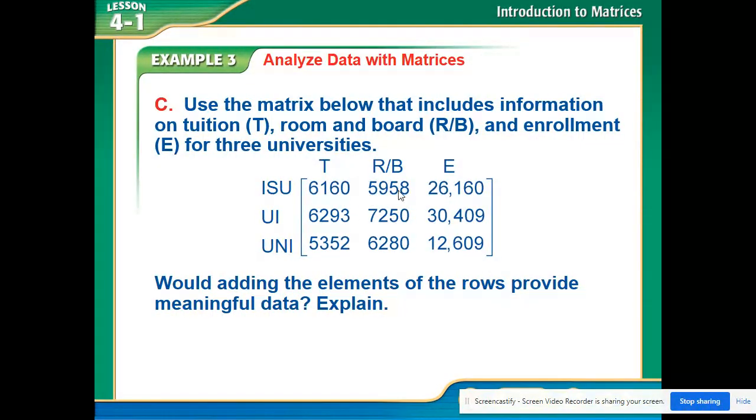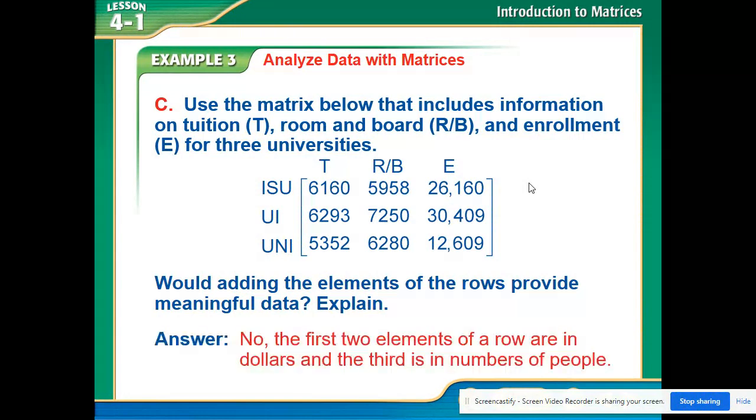Now we have to understand what's inside our matrix. Obviously they're all numbers, so we can very easily just add things together. Would adding the elements in the rows provide any meaningful data? So if I add all these values across this whole row for Iowa State University, would that value give me anything? The answer is probably not, because this is money and this is number of people. They really aren't the same thing. You saw that adding these two would mean something, but adding all three, no. So you have to be aware of what your elements are. Could you add them all? Sure, but that number would be meaningless.